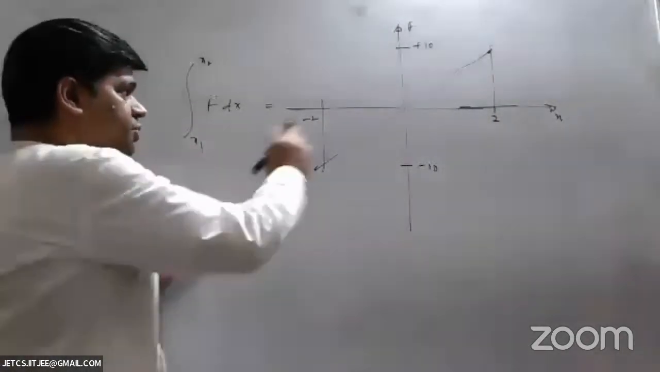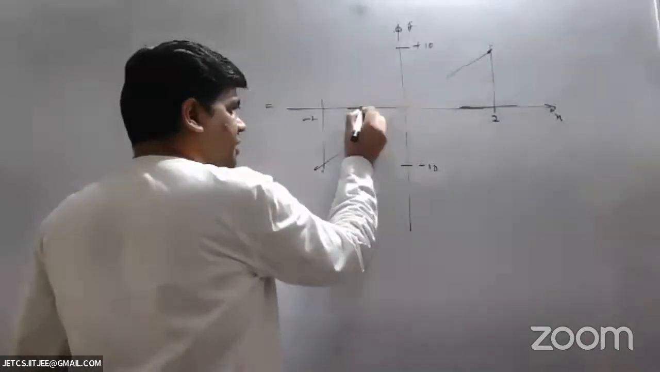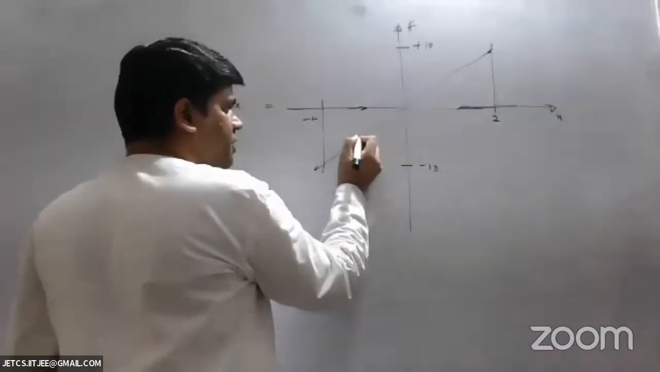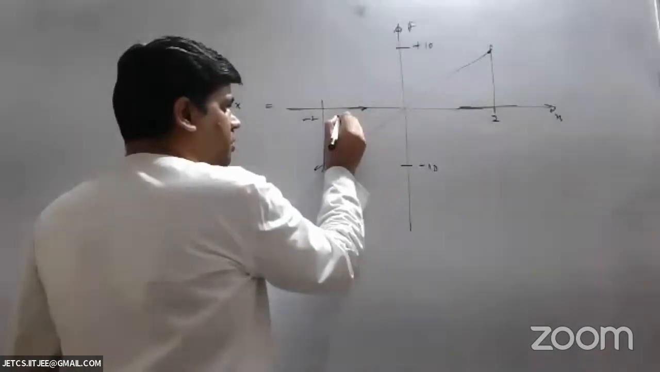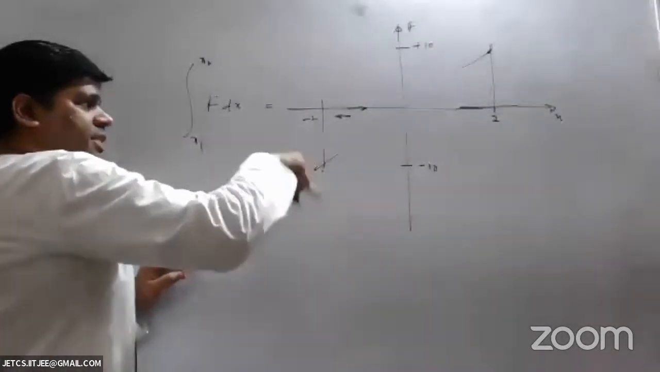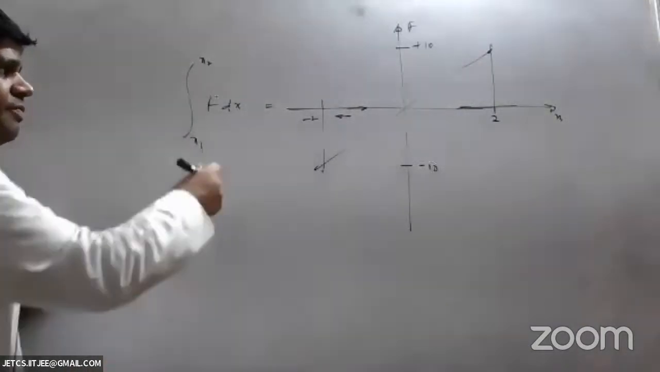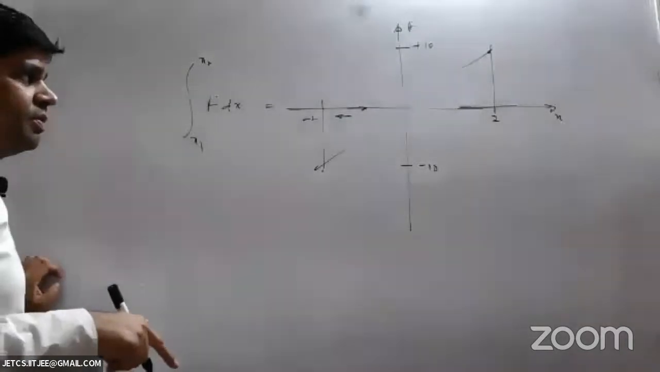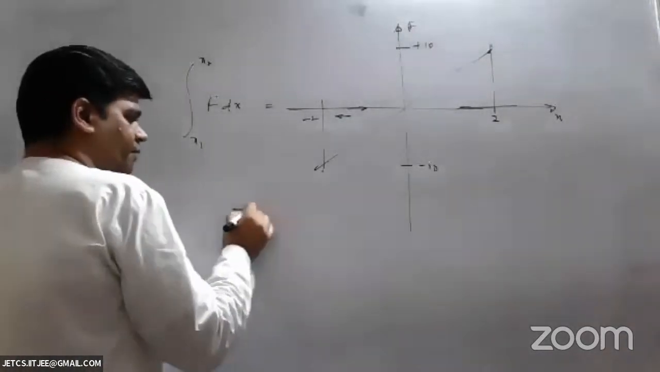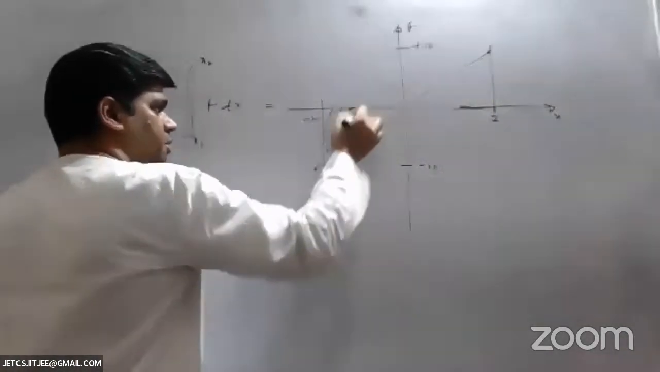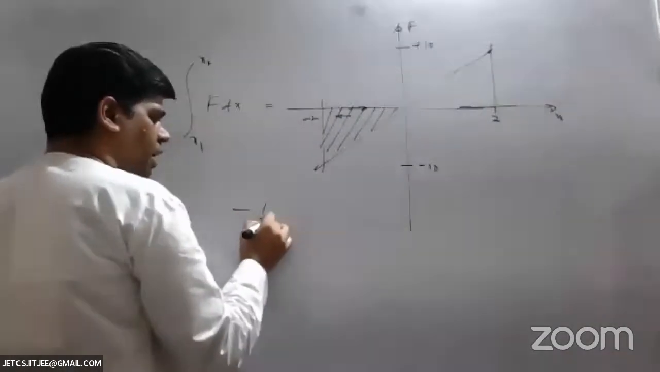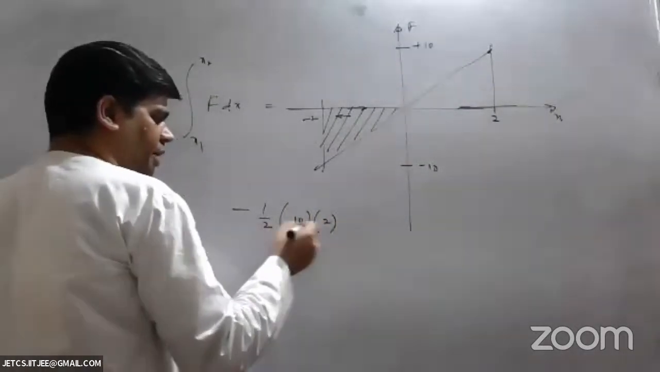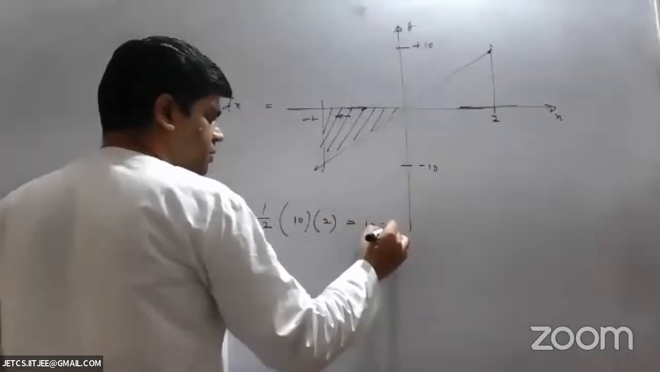Now, when taken from -2 to 0, my displacement is towards the right. Displacement is positive, but force is negative. The force is below the x axis, at -10, -9, -8 and so on. So work done will be negative, and that will be equal to the negative of the area of this triangle, half times base into height, that is -10 joules.